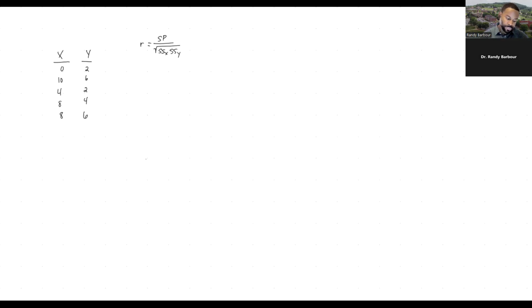So for the sum of our X values, we have 30. For the sum of our Y values, we have 20. And I have 1, 2, 3, 4, 5 pairs. So to get the mean for X, that's going to be 6. And the mean for Y is just going to be 20 divided by 5, which is 4.